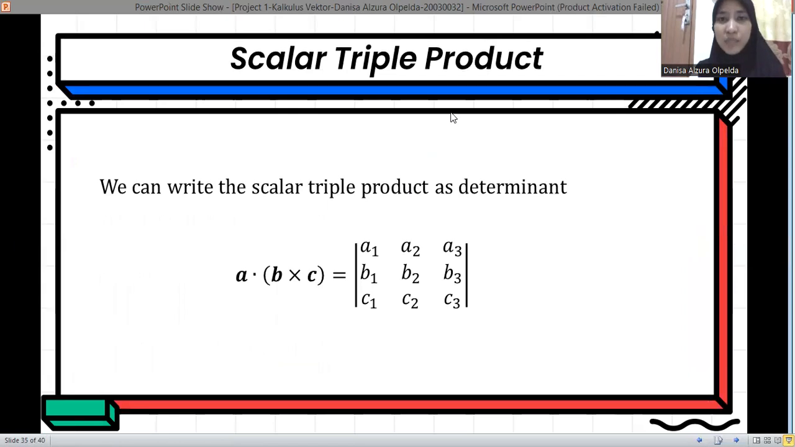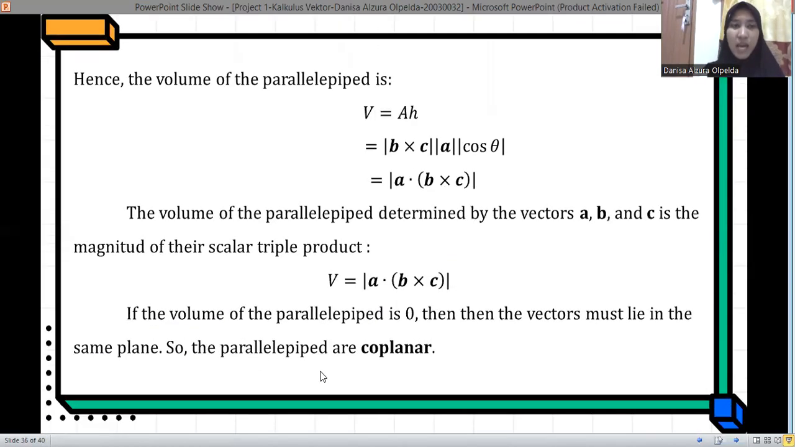Scalar triple product. We can write the scalar triple product as a determinant, A dot (B cross C). With this, we can see the volume of the parallelepiped is V equal to the magnitude of B cross C times the magnitude of A times cos theta. So, it is equal to the absolute value of A dot (B cross C).